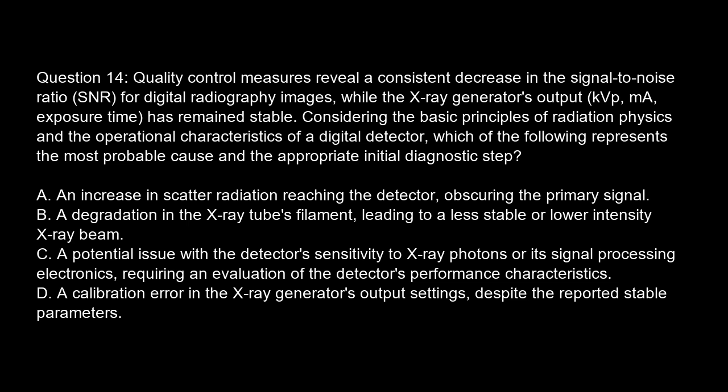Option A. An increase in scatter radiation reaching the detector, obscuring the primary signal. Option B. A degradation in the X-ray tube's filament, leading to a less stable or lower intensity X-ray beam. Option C. A potential issue with the detector's sensitivity to X-ray photons or its signal processing electronics, requiring an evaluation of the detector's performance characteristics. Option D. A calibration error in the X-ray generator's output settings, despite the reported stable parameters.